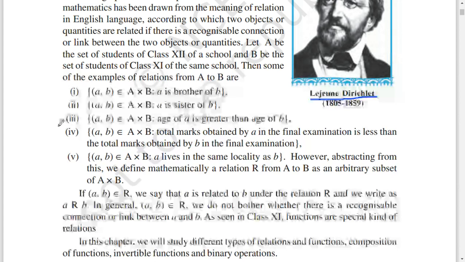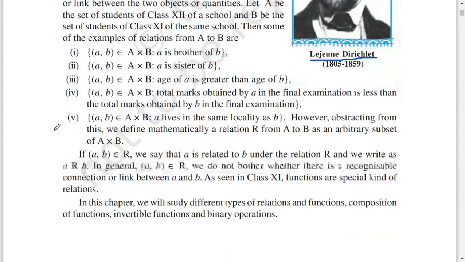3. (a, b) belongs to A × B, age of a is greater than age of b. 4. (a, b) belongs to A × B, total marks obtained by a in the final examination is less than the total marks obtained by b in the final examination. 5. (a, b) belongs to A × B, a lives in the same locality as b.